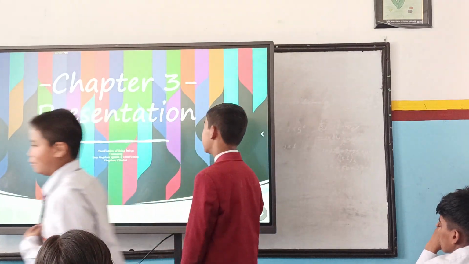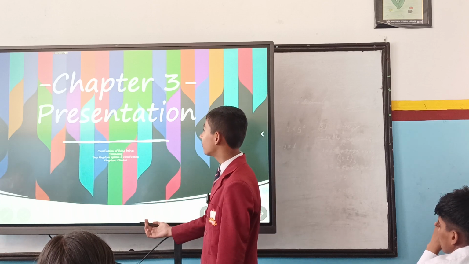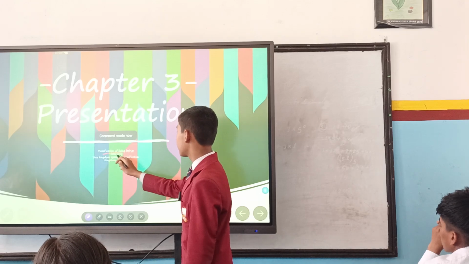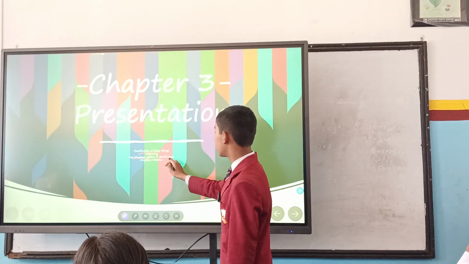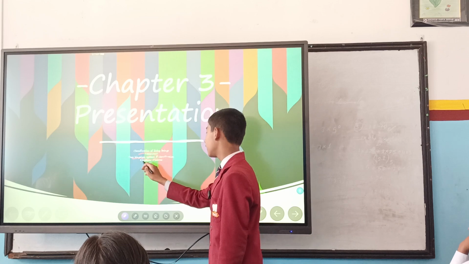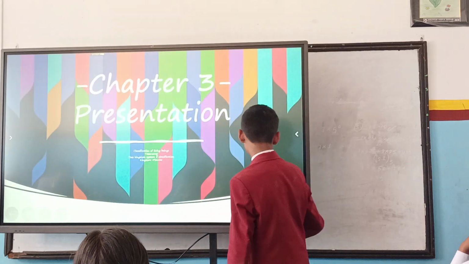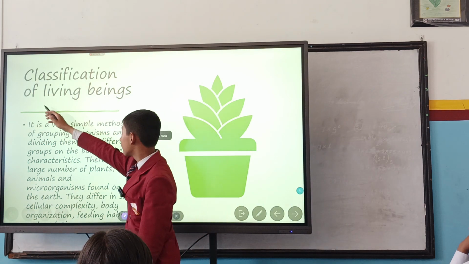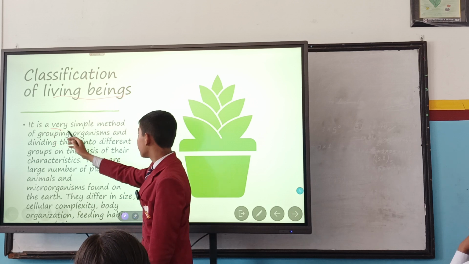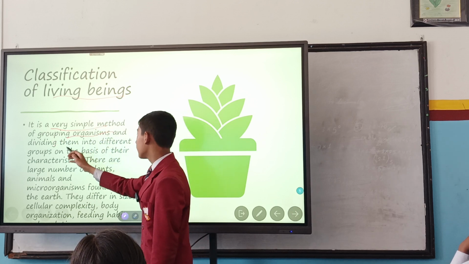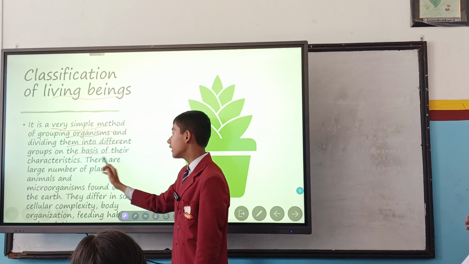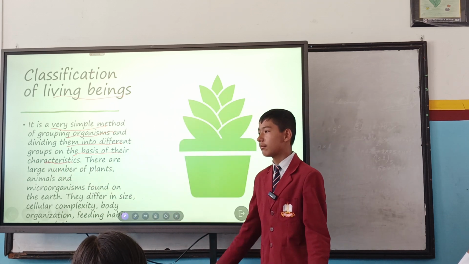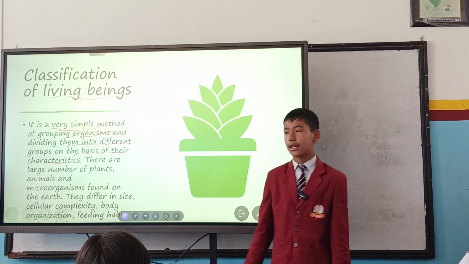Okay, so this presentation was made by Group A. So the topic is classification of living beings, taxonomy, two kingdom system of classification, kingdom Plantae. So let's see what he has presented. So here it is given about classification of living beings. It is a very simple method of grouping organisms and dividing them into different groups on the basis of their characteristics. It means to say that all types of animals and plants are not similar, right? They have some different features and characteristics in them.